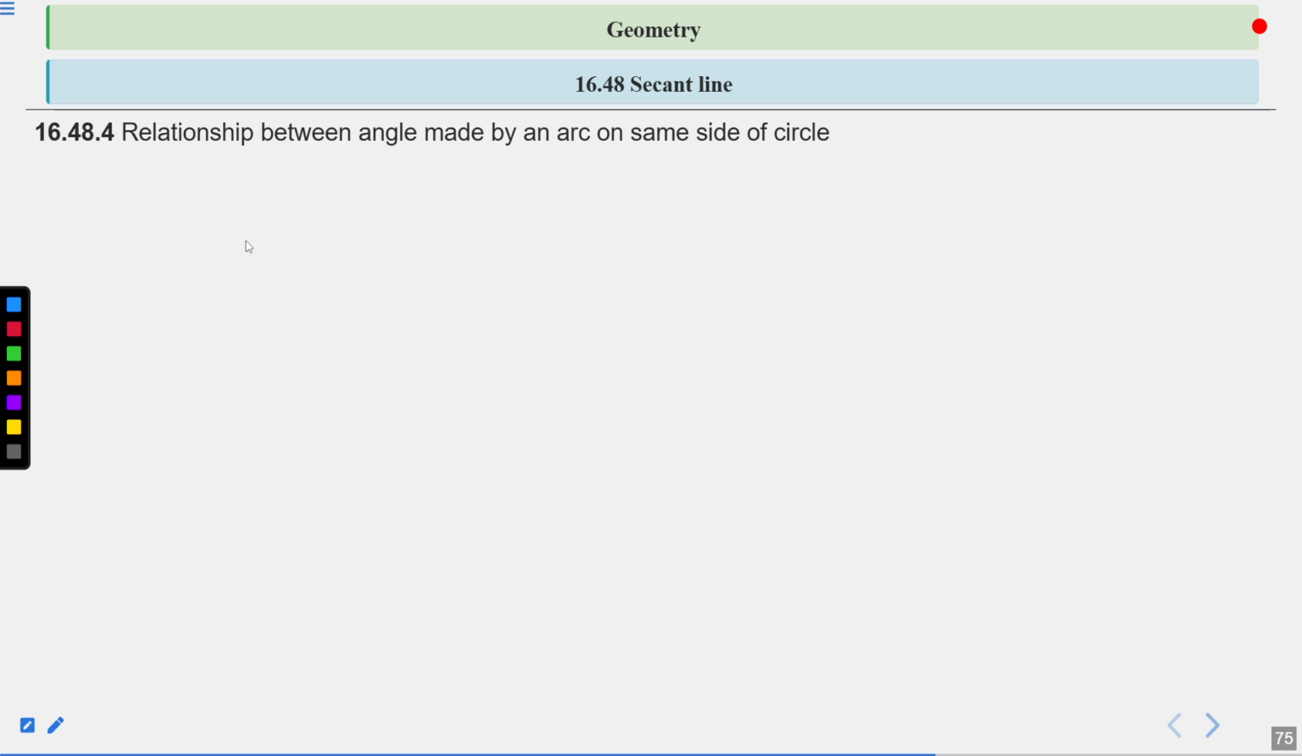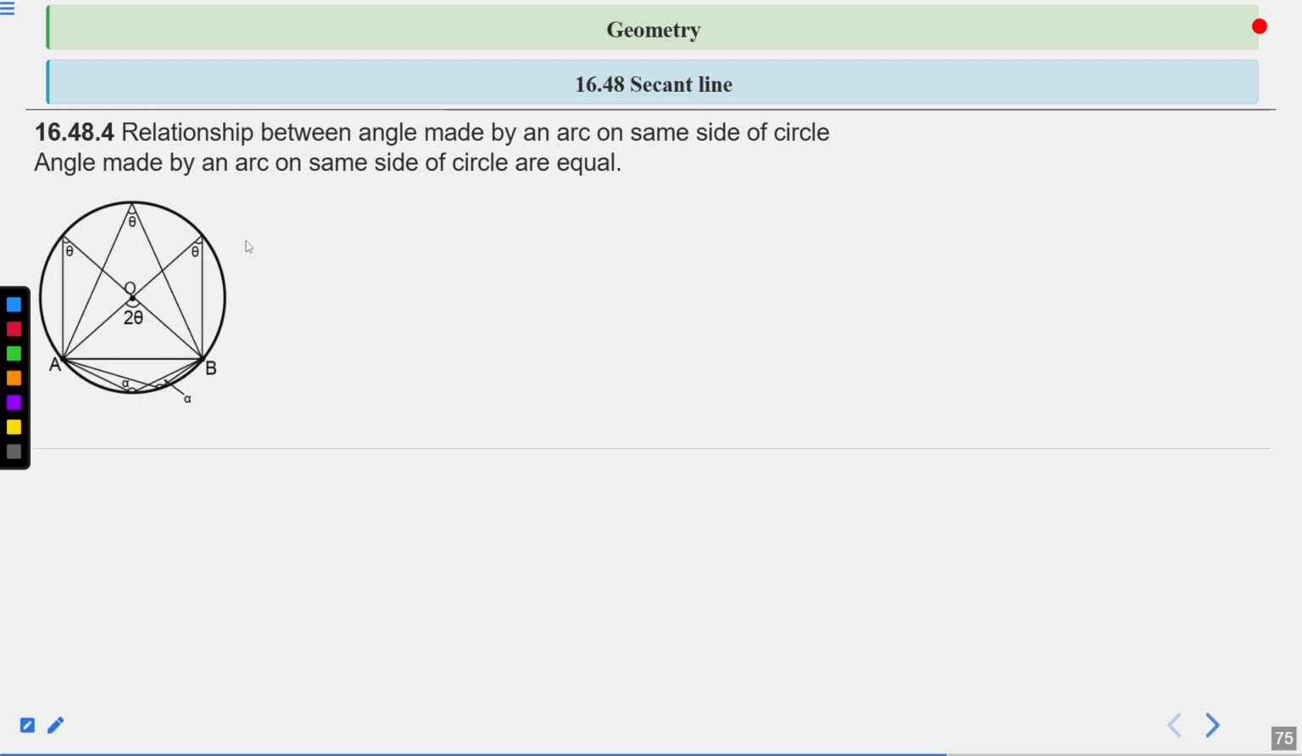Relationship between angles made by an arc on the same side of the circle. Angles made by an arc on the same side of the circle are equal. See this diagram, and according to that diagram, the angles made by the same arc on the same side are equal. So if this is the chord AB, all these angles will always be theta.